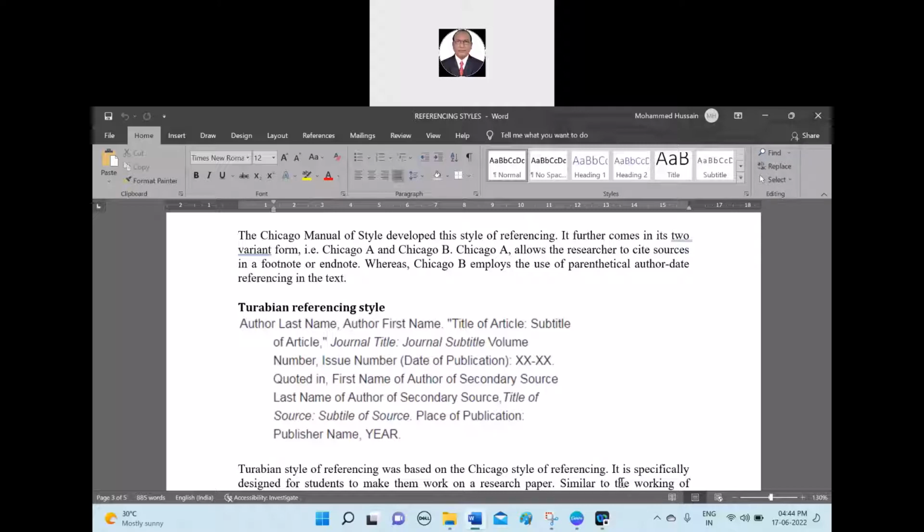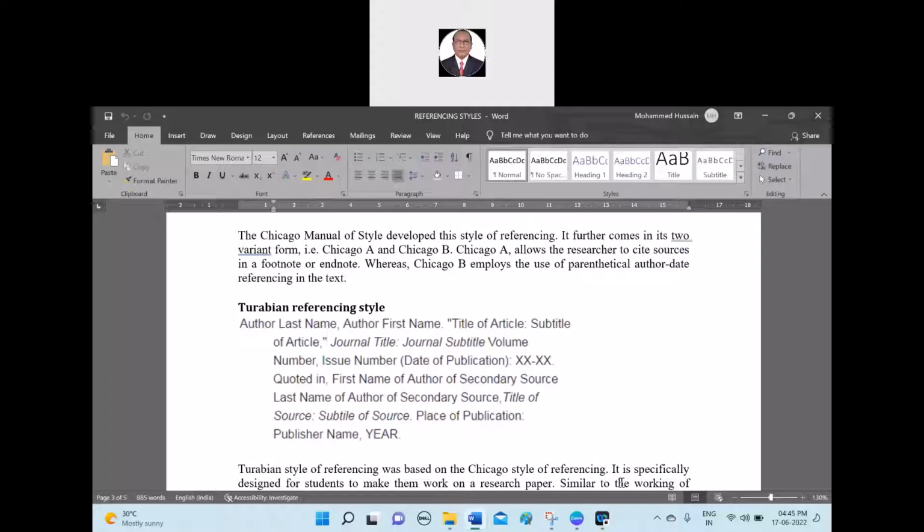If you don't want to write the initial, confusion will come because we will feel that there are three authors. It is better to write the surname and the first name, and for the middle name you put only the initial, the first letter. That is the best method. So here is the author's last name, meaning surname, and the author's first name.